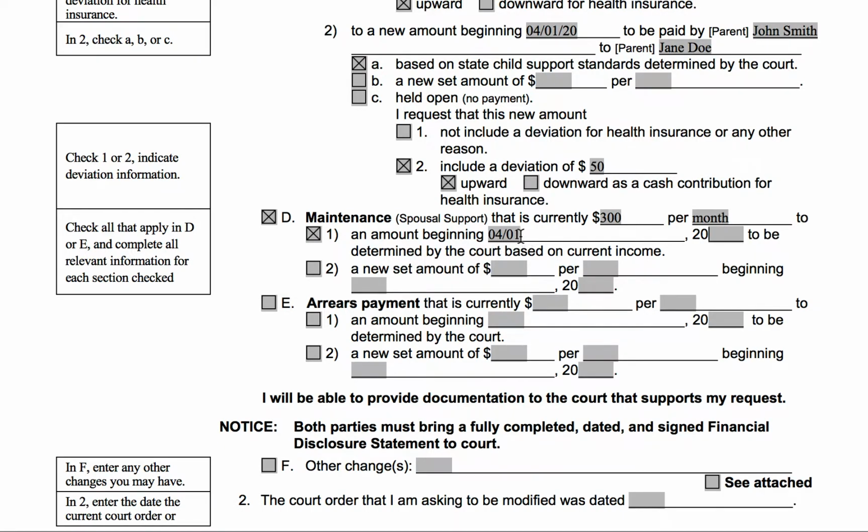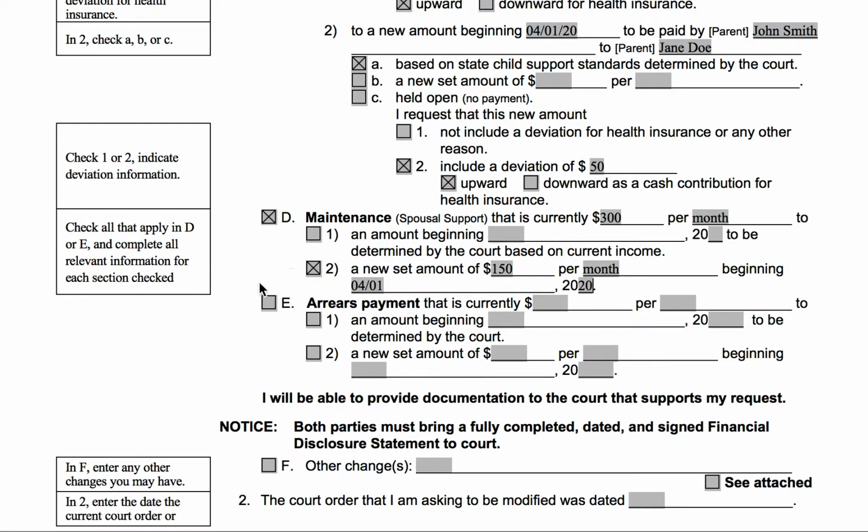Or, just like with the child support section, you can also say that you have a specific number you'd like to propose. So maybe John is proposing that he pay $150 per month in maintenance. And then again, you put beginning. We usually put the first of the next month. So it could look like that for the maintenance section.